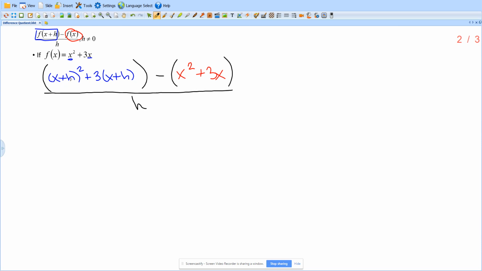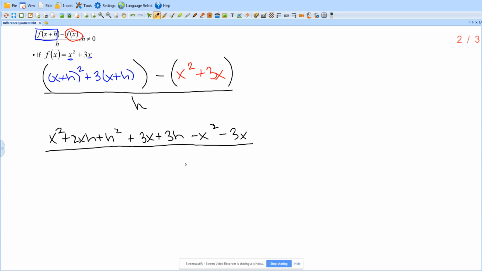So if I FOIL this out, x plus h squared, I get x squared plus 2xh plus h squared. Pretty bad too. And then if I distribute this 3, I get 3x plus 3h. Then I need to distribute this negative. So negative x squared minus 3x, also bad too, all over h. Now notice things are going to cancel. x squared minus x squared, 3x minus 3x. So that original function canceled off.